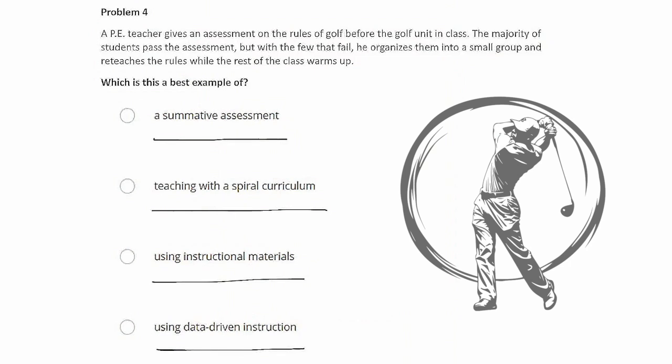Well, when teachers use data that students provide them through formal or informal assessments, and then use that data to guide their teaching, it is called data-driven instruction, and it is a best practice of teaching. So this PE teacher was giving an example of using data-driven instruction because he gave an assessment, looked at them, gathered data based on how everyone did, and then based on that data, he met with the students that didn't do so well on it and adjusted his teaching accordingly.